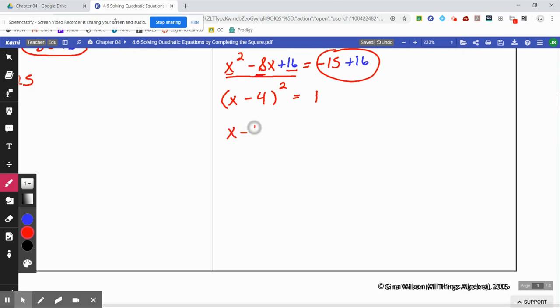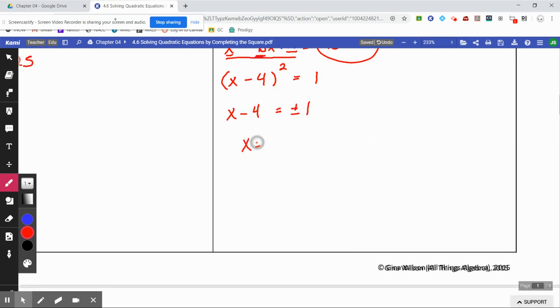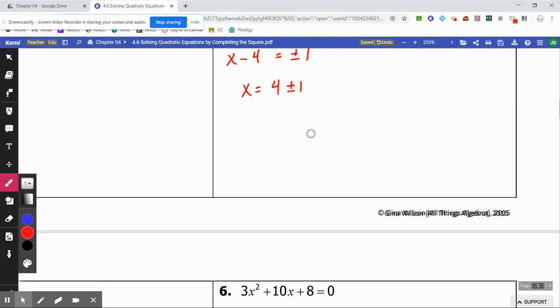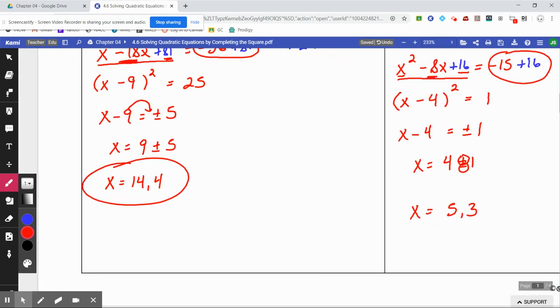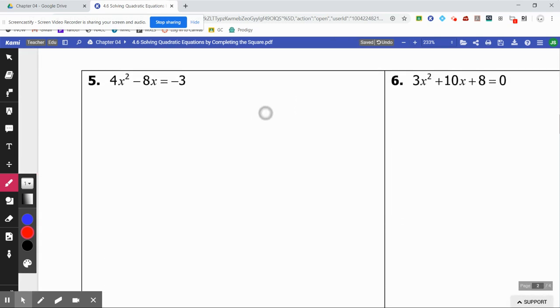To get rid of a square, we square root, so we're going to do plus and minus the square root of 1, which is 1. Move the 4 over, so you have negative 4 becomes a positive 4, plus and minus 1. So your two answers, x is equal to 4 plus 1, which is 5, and 4 minus 1, which is 3. Next problem. Number 5.